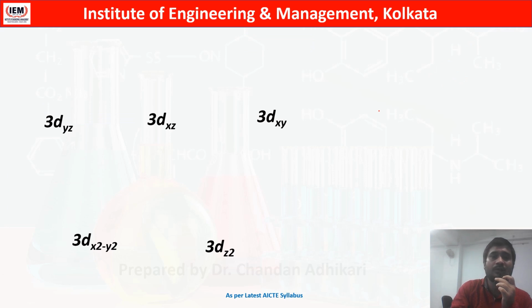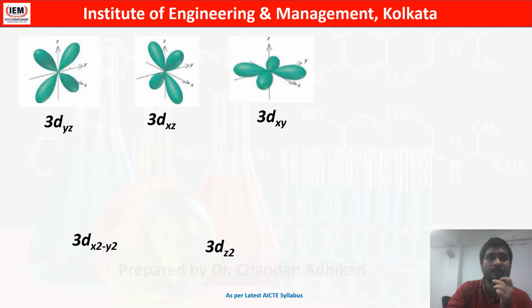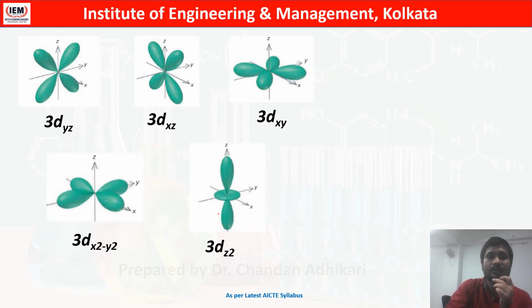So how do the d orbitals look? d orbitals generally have this kind of shape, where, based on their orientation in space and which plane they are in, the name has been given. For example, 3dyz, dxz, dxy, so xy, yz, zx or xz, and dx square minus y square, dz square. These are the 5 d orbitals, and these are the shapes of these 5 d orbitals.